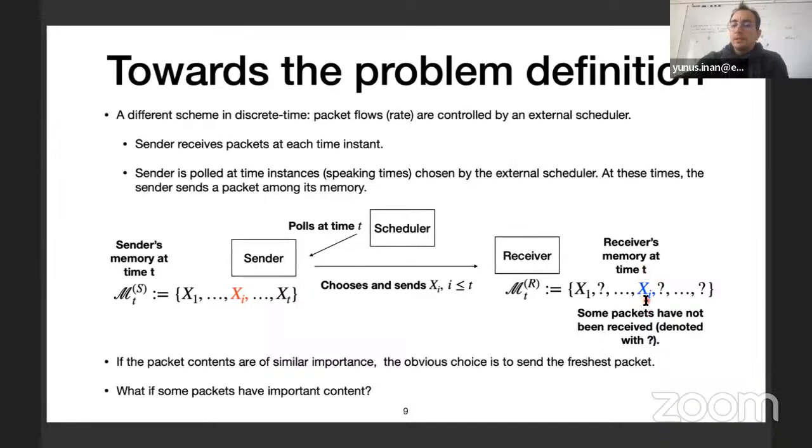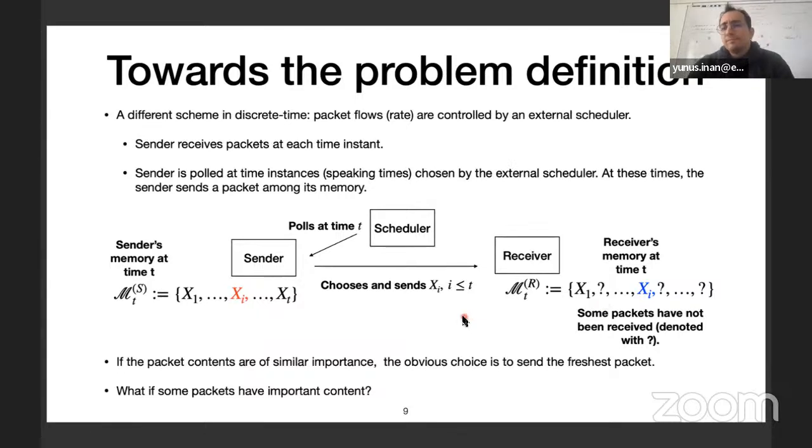as this. So you may ask, what are these question marks? These question marks represent the unseen data by the receiver, the data that have not been seen by the receiver, and these may not be seen forever. So these may remain as question marks forever.